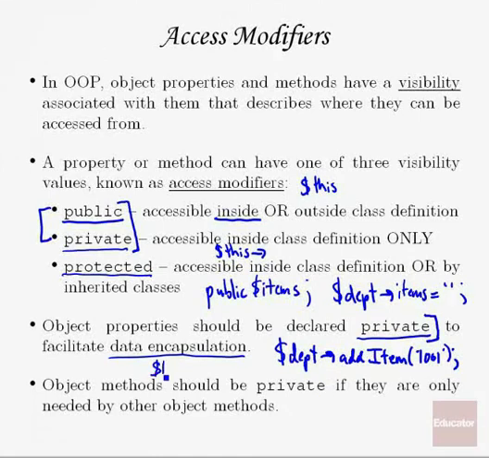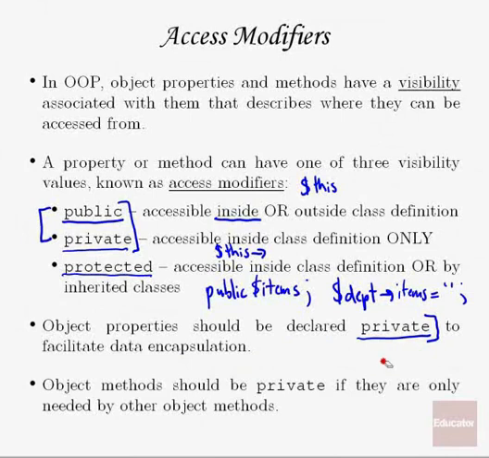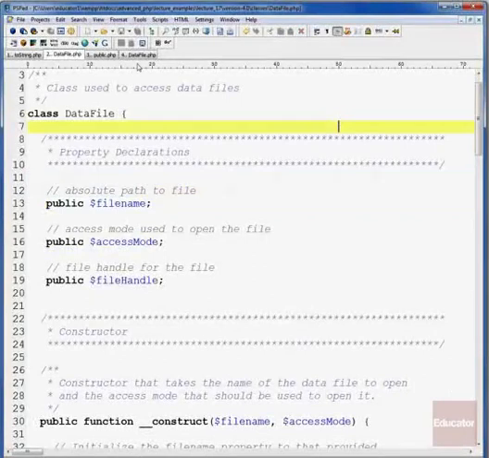So basically, if a method's private, the only way it can be called is by using the this special variable and then calling the function. So this applies for methods as well. So let's take a look at what a public version of our class looks like.